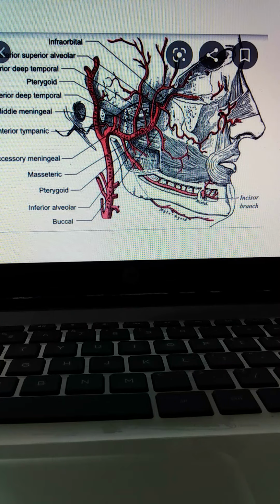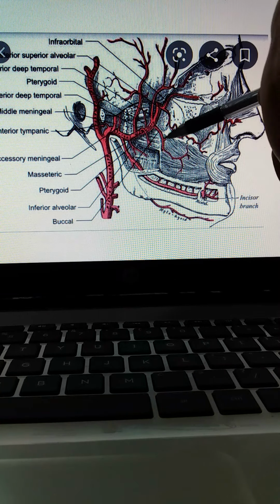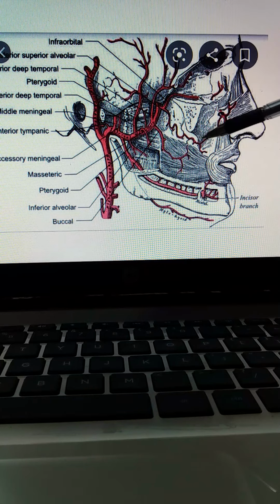Similarly, you have the lesser palatine artery that again emerges on the palate and through the lesser palatine foramina supplies the soft palate, okay? Similarly, you have the pharyngeal branch. Pharyngeal branch, it supplies the part of the nasopharynx, auditory tube and the sphenoidal air sinus.